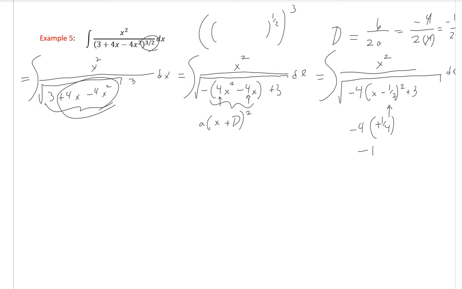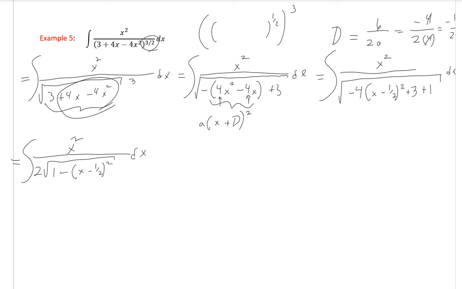Since we introduce a minus 1, we need to compensate by adding a plus 1 outside of the square. So that would be completing the overall square. Now, with that done, again, there's a couple different ways of completing the square. It depends on how you like to do it. What we see here is 3 and 1 make 4, and we also have that 4 here, so what we can actually do is pull a 2 out of the square root. And what we have left is 3 plus 1 was 4, took that 2 out, so we just have a positive 1 minus x minus 1/2 quantity squared.